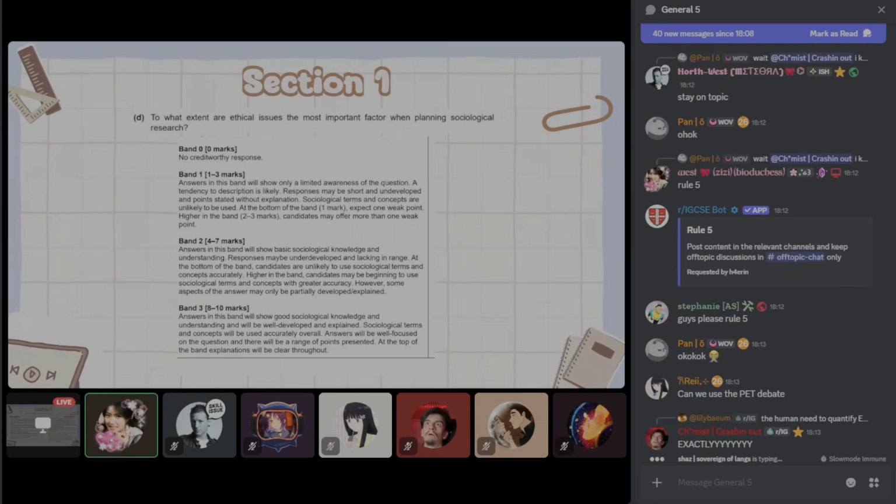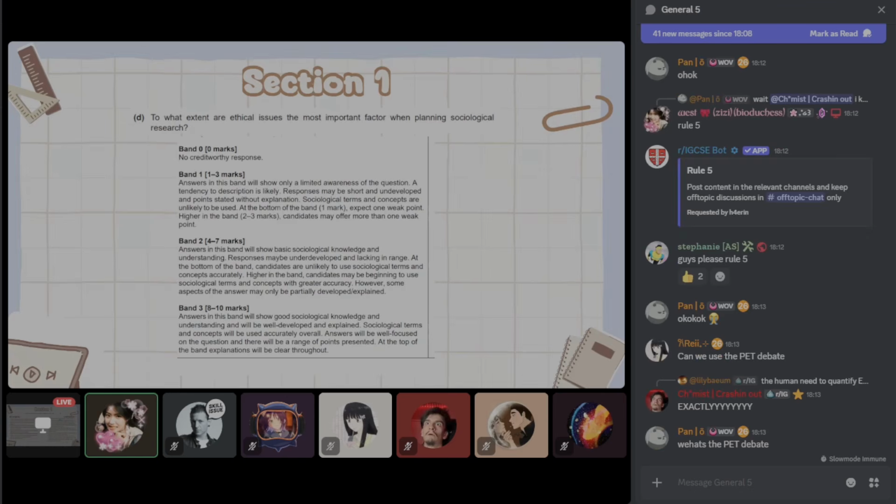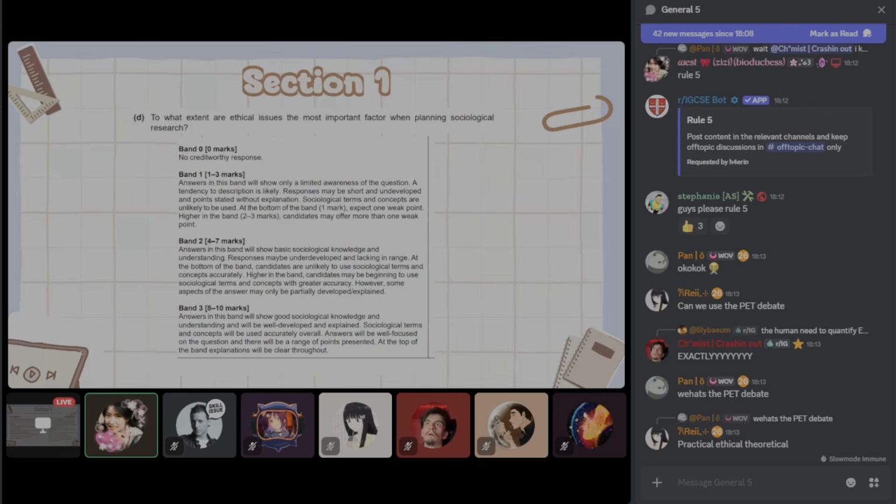So let me introduce the bands before I ask you guys for answers once again. Band zero, no creditworthy response. If you're off topic or you don't really make sense of your answers, then you don't get any marks. Band one is 1 to 3 marks. It will show limited awareness of the question, so a tendency to description is likely. So at least you try to describe, and your description is somewhat correct. Responses may be short and undeveloped, with points stated without explanation. Sociological terms and concepts are unlikely to be used, and you'll probably have one weak point.